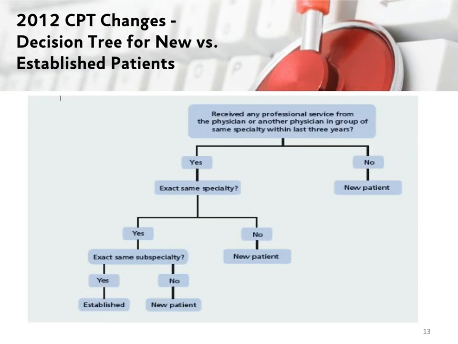In this slide, we have the decision tree to decide if a patient is a new patient versus an established patient. The decision tree is not a new decision tree. It is updated to include the text to clarify the subspecialty. A new patient is one who has not received any professional services from the physician or another physician of the exact same specialty who belongs to the same practice within a 3-year period.